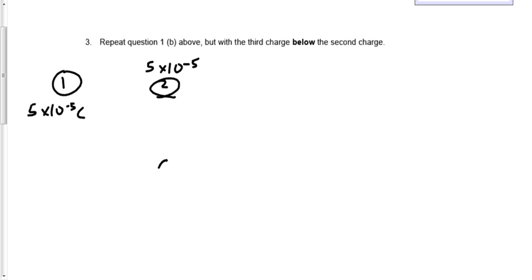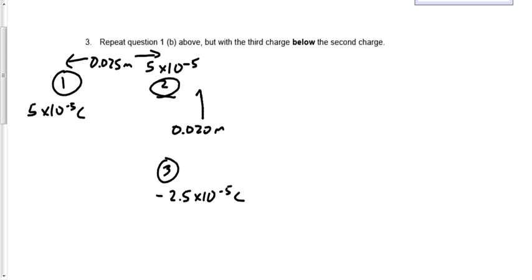So we'll get number 3 now. Repeat question 1B with the third charge below the second charge. So my diagram for this one is going to be similar to the first one, except that we have charge 1, which is 5 times 10 to the negative 5 coulombs. We have charge 2, which is 5 times 10 to the negative 5 coulombs. And then down below it, we have charge 3, which is negative 2.5 times 10 to the negative 5 coulombs. Our distances are the same, 0.025 meters, 0.020 meters. Make sure you have those converted to meters. And then we have to find the net force on number 2.